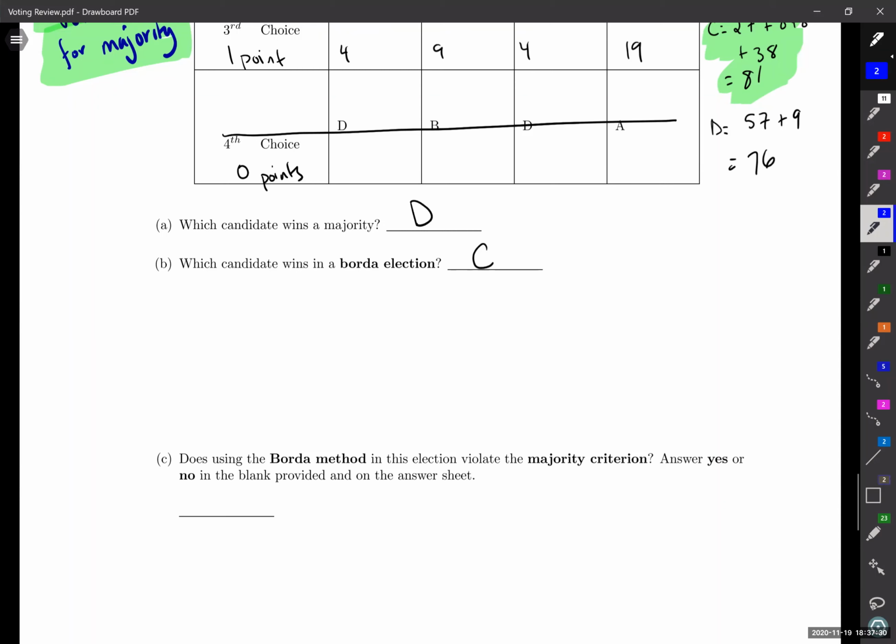So does using the Borda method violate the majority criterion? I think we would say yes, it does. Because D wins the majority, but loses the Borda election.